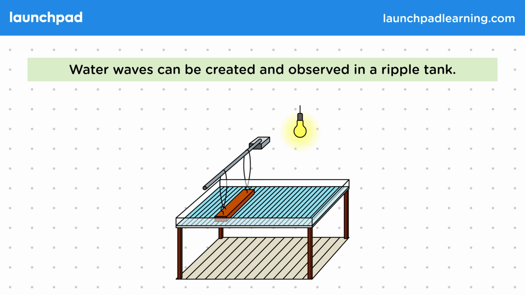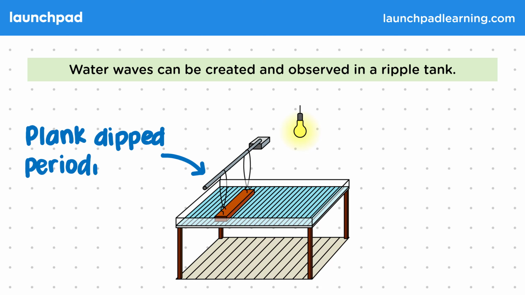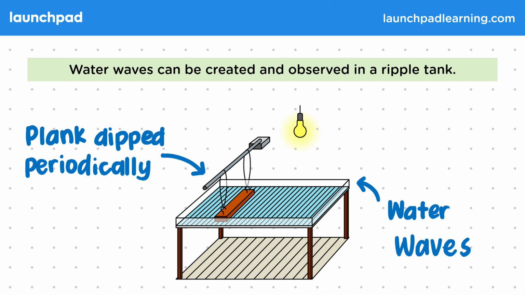Here's an example of a ripple tank in use. A plank is periodically dipped into the water. This can be done either by having it bounce off these elastic bands, or you can set up a motor to move the support. As the plank is dipped in the water, it pushes the water down and displaces it. This creates water waves as the ripple from this displacement is transferred through the water.